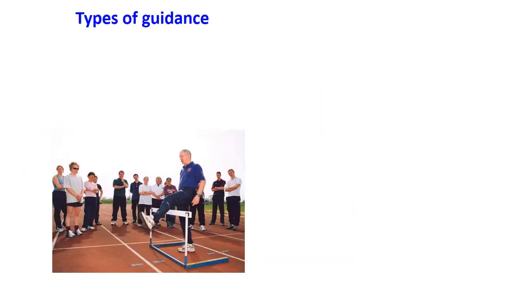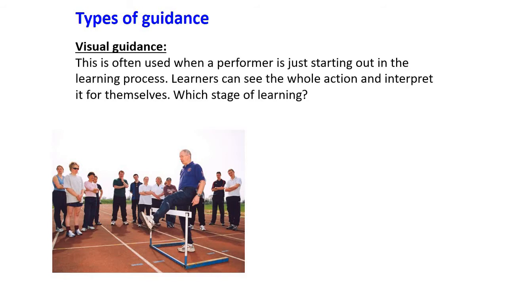The first type of guidance we're going to look at is visual guidance. So, good to be making some notes as you're watching this PowerPoint. Visual guidance is often used when a performer is just starting out in the learning process, so at that cognitive stage of learning. Learners can see the whole action and interpret it for themselves. As it says there, which stage of learning? I've just answered that question. It's the cognitive stage of learning.